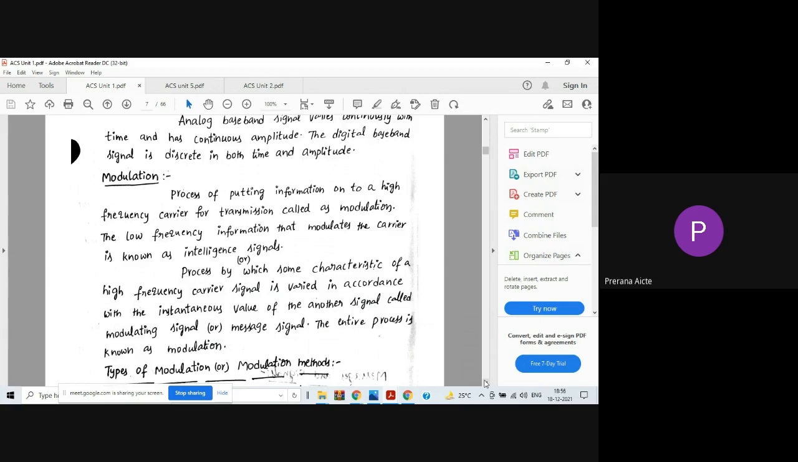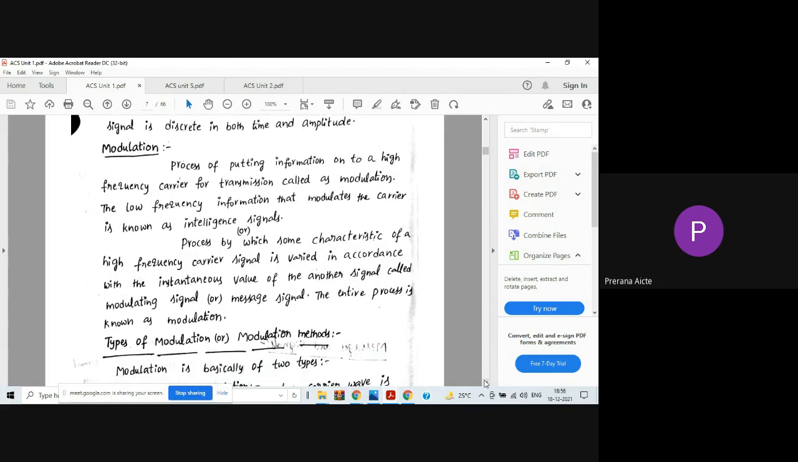Here, the mic we can call a carrier signal. Suppose a man is traveling on a bike. The man is the message signal, and the bike is the carrier signal. So what is meant by modulation? It is the process of putting information onto a high frequency carrier and performing transmission. Simply, it is the process by which some characteristic of a high frequency signal is varied in accordance with the instantaneous value of another signal.